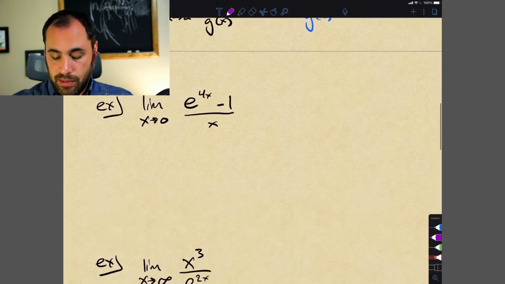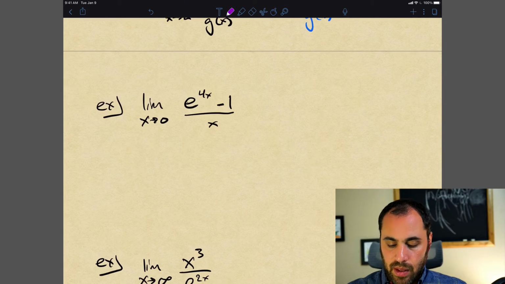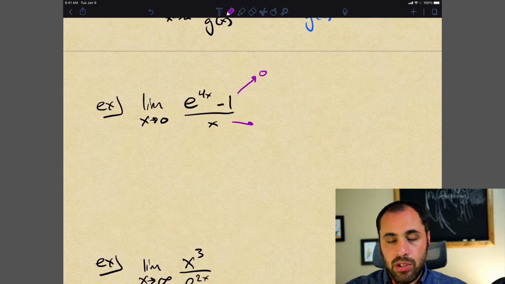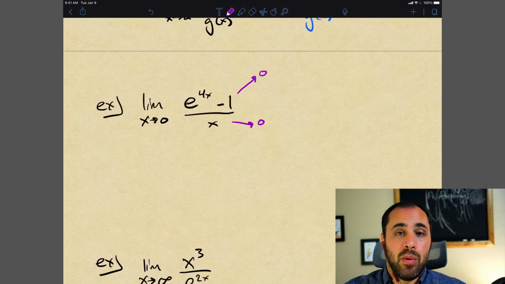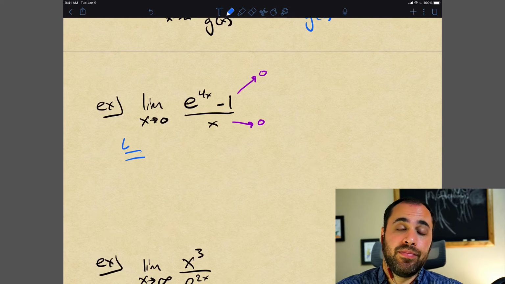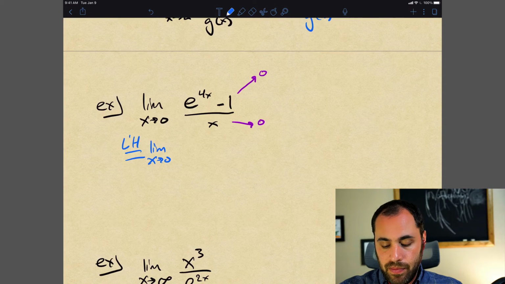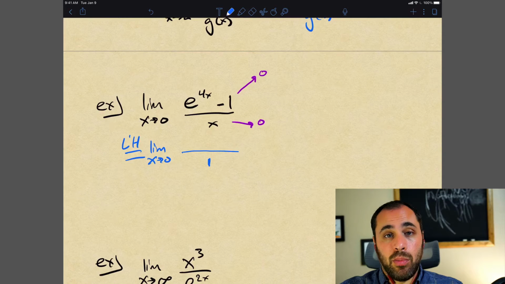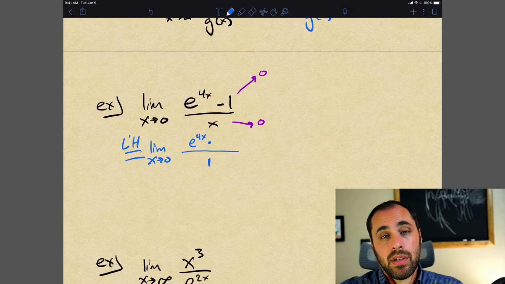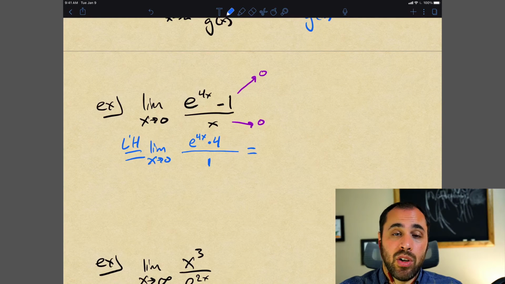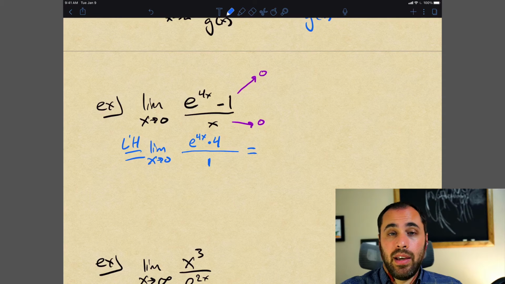So let's try some examples. In this first example, you can check if we plug in x equals 0, upstairs and downstairs both give us 0. So this thing looks like 0 over 0 as we approach x equals 0. We can apply L'Hopital's rule by taking individually the derivative of the top and the derivative of the bottom of this fraction, and then we get something that's easy enough. We can just plug in x equals 0 and get 4.